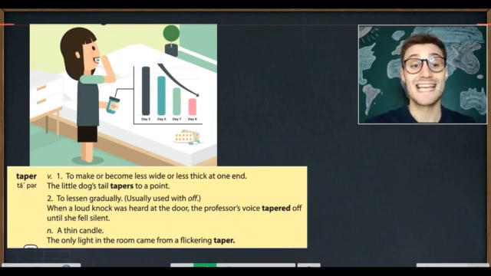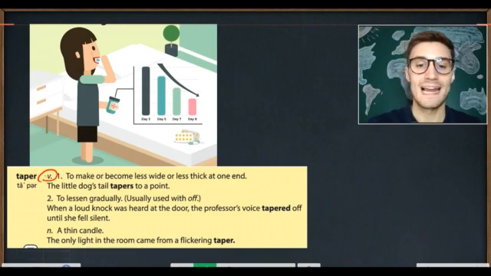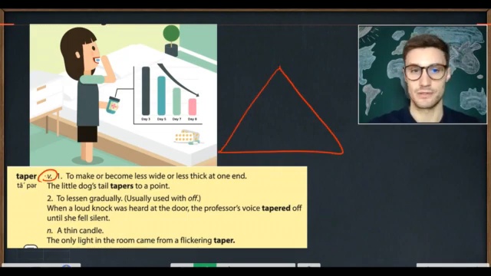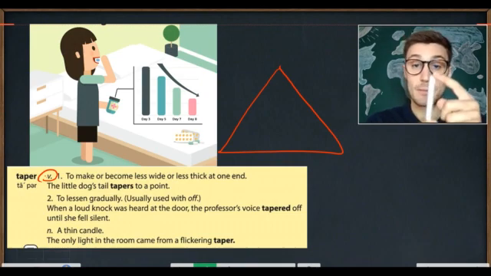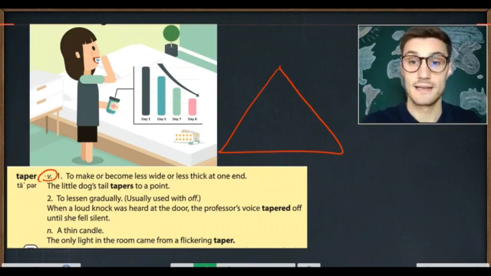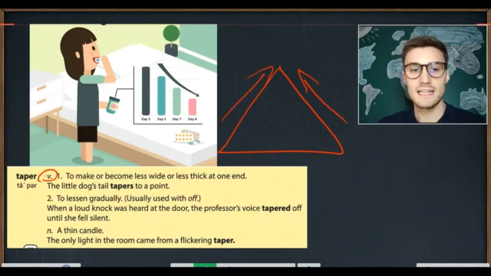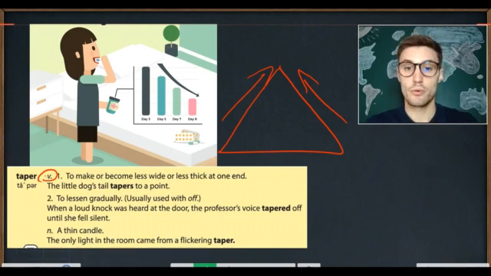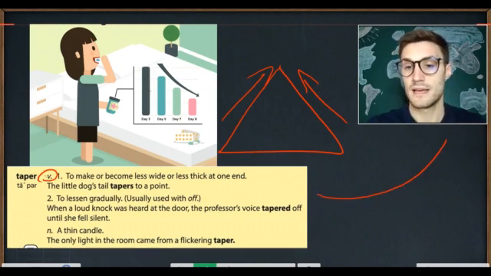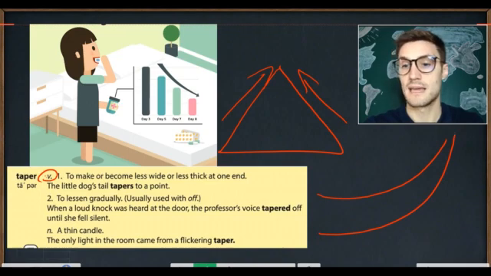The next word is taper. Taper. Taper has two verb meanings. So to taper is to make or become less wide or less thick at one end. See, a triangle tapers. My pen tapers to the tip. It becomes less wide. See, it tapers. The little dog's tail tapers to the point. See, it becomes less thick, less wide to the point. If that's his tail, this would mean it tapers.